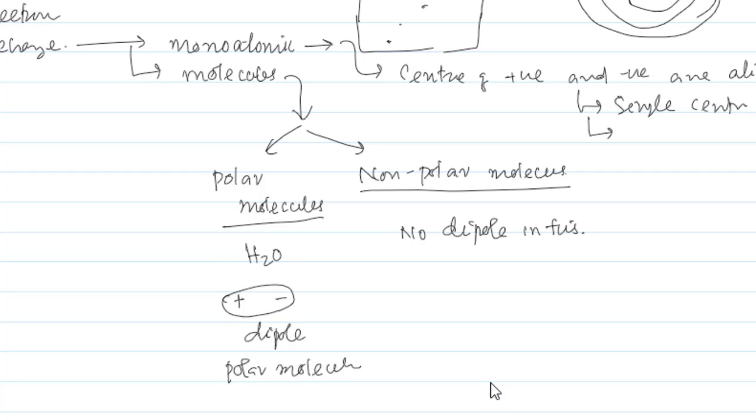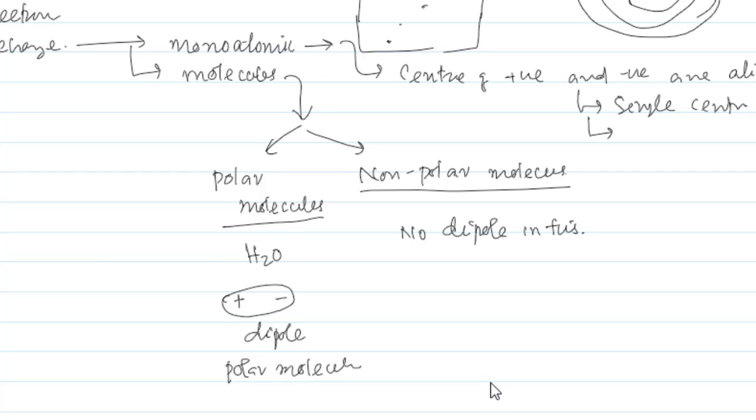That's why they behave like a small dipole, and hence these molecules are known as polar molecules. Whereas in non-polar molecules, the center of the positive charge and the negative charge coincide with each other. Hence, there is no dipole moment, so they behave like a neutral molecule.